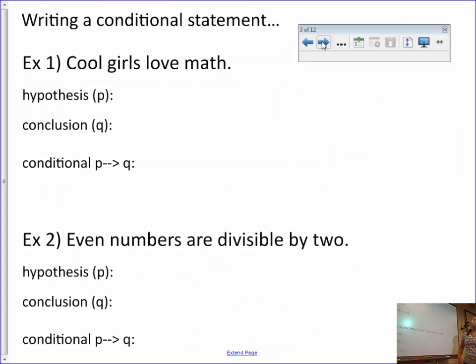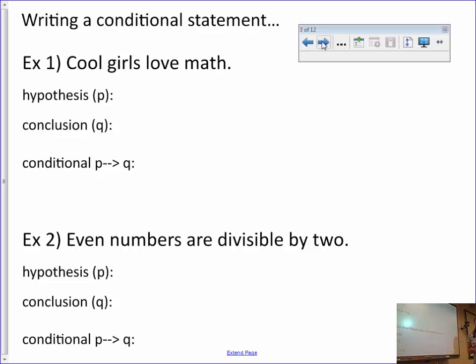Okay, so we're going to write a conditional statement. And remember, conditional statement means we've got the word if, we've got the word then. These statements right here don't have those two things, so we've got to transform them. Our first process is going to be to figure out, well, what is the hypothesis in this problem? What are we predicting is going to happen? What are we basing this on? So example one, which is, by the way, a very true statement, cool girls love math, which is what makes Miss White and I so cool.